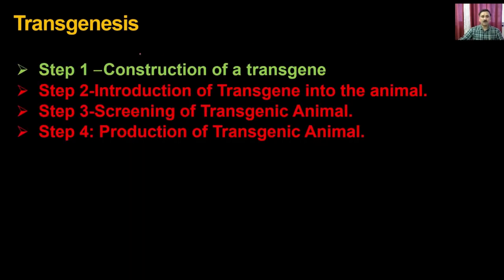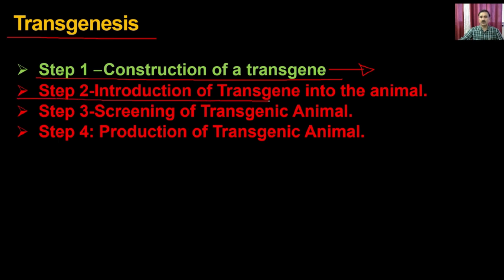If you want to develop transgenic animals, you have to perform four steps. In step one, you have to construct a transgene, which means the foreign gene which you are interested in introducing into the animals. This transgene has to be cloned into a typical type of vector, so that it is able to integrate into the genome of the animal. Then in step 2, you introduce the transgene into the animal.